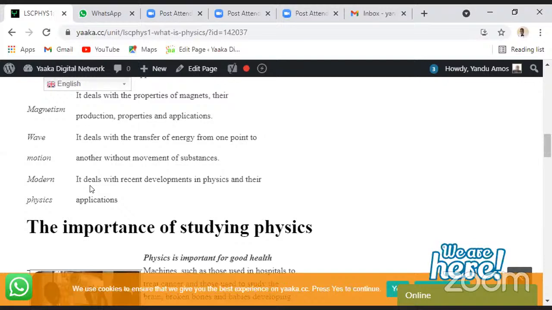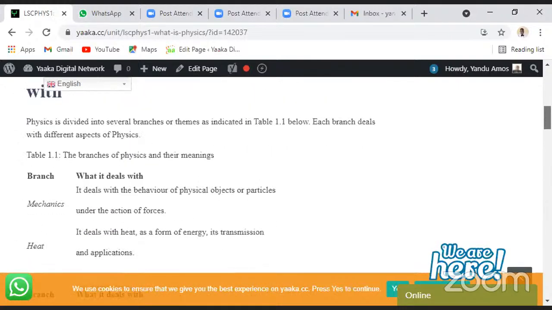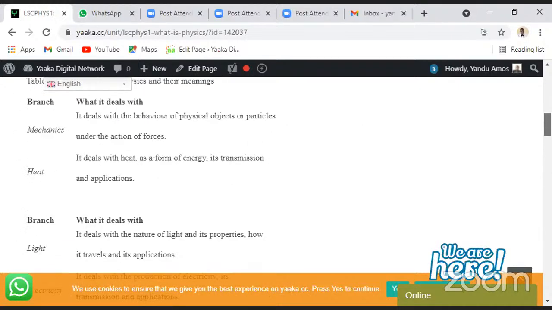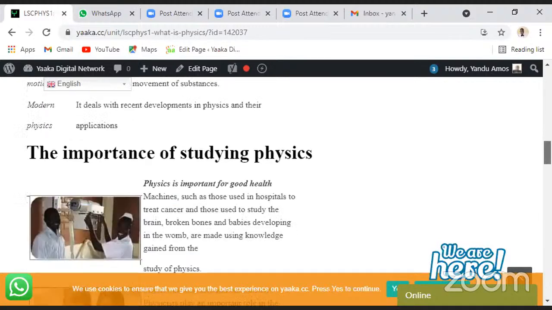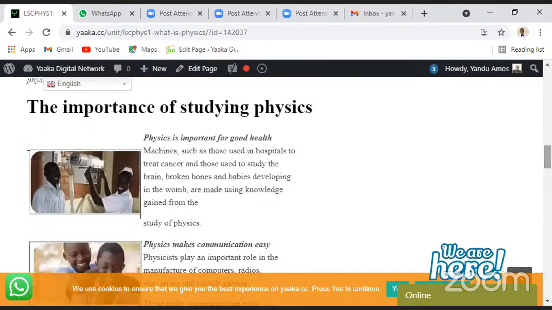And so in doing this, do we just do it for the sake? Do you think learning about the magnetism, wave motion, modern physics, electricity, light, mechanics, and heat, we only have to leave it there? No, we have to move to how important these ones are. So I want Esther to read us why physics is important for good health.